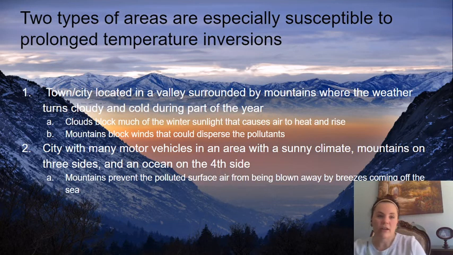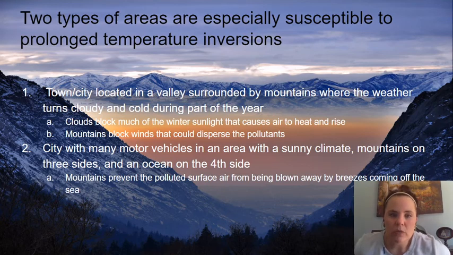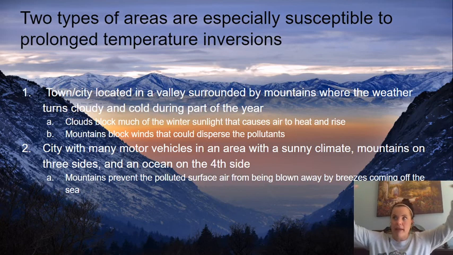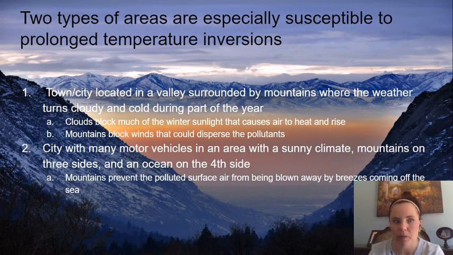All right, two types of areas are especially susceptible to prolonged temperature inversions. So I want you to look. I have literally tried to find a great valley for you. So if we have a town or a city located in a valley, then we have what we call an inversion. The clouds block much of the winter sunlight that causes the air to heat up and rise, and then the mountains block the wind. So it's kind of like stuck in a bowl there.